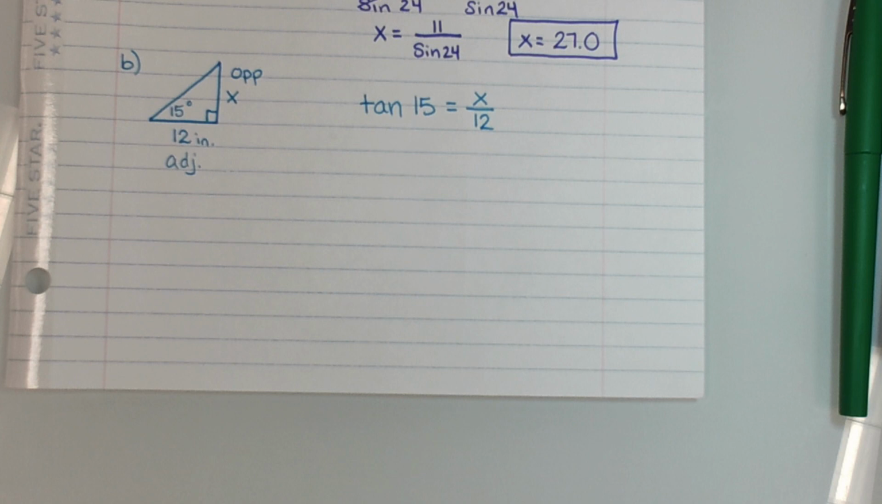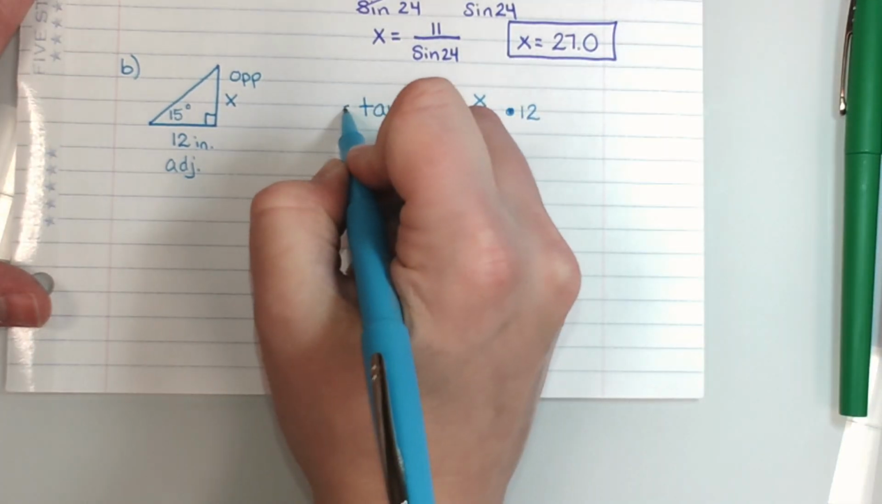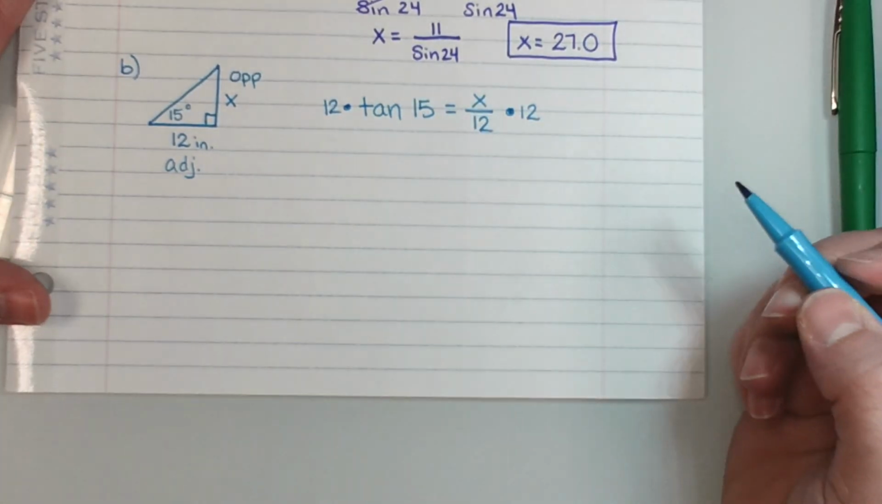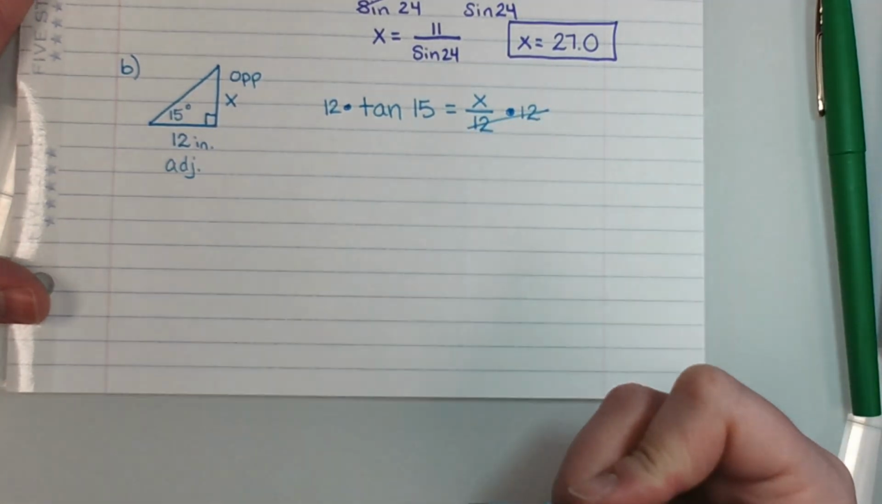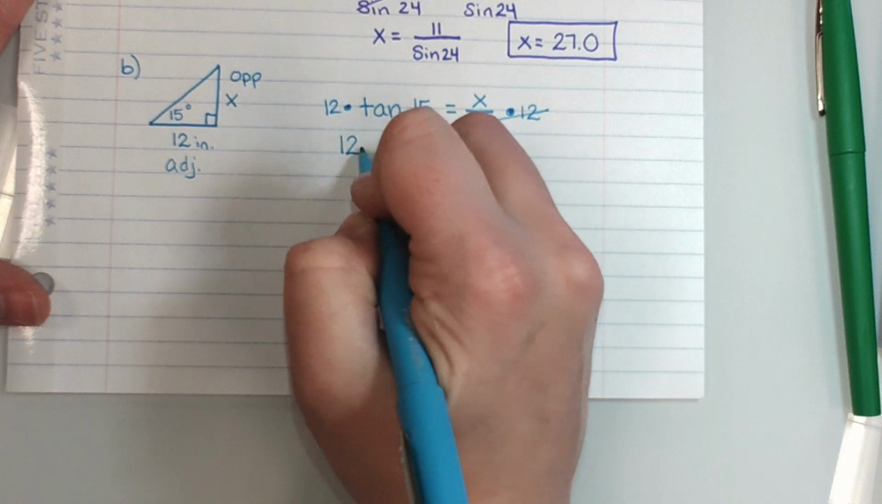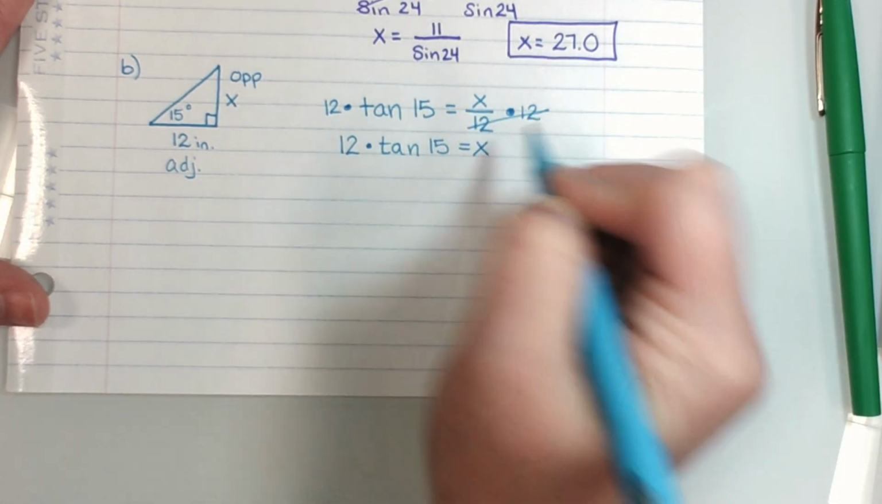Only thing that's causing the x to not be alone is it's being divided by 12. How do you undo divide by 12? Multiply by 12. In fact, if the variable is in the fraction, your first step's always going to be multiply by that denominator, whatever it is. 12 times tangent of 15 is equal to x. X is alone.